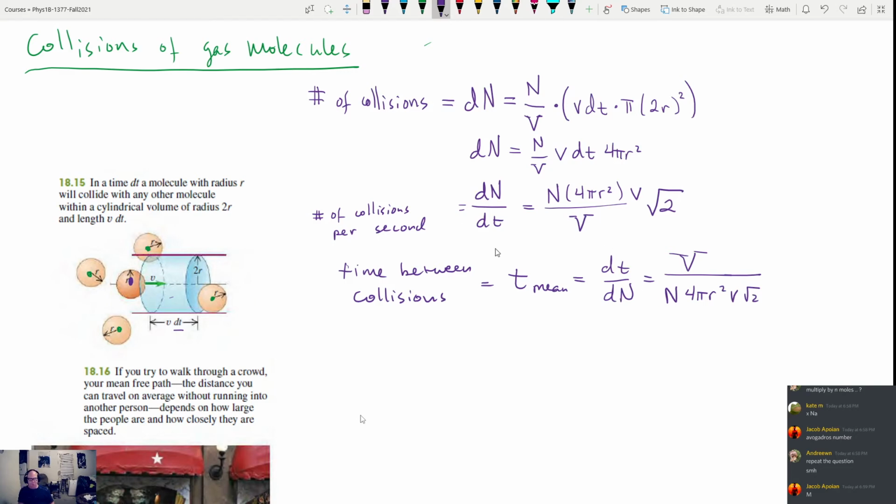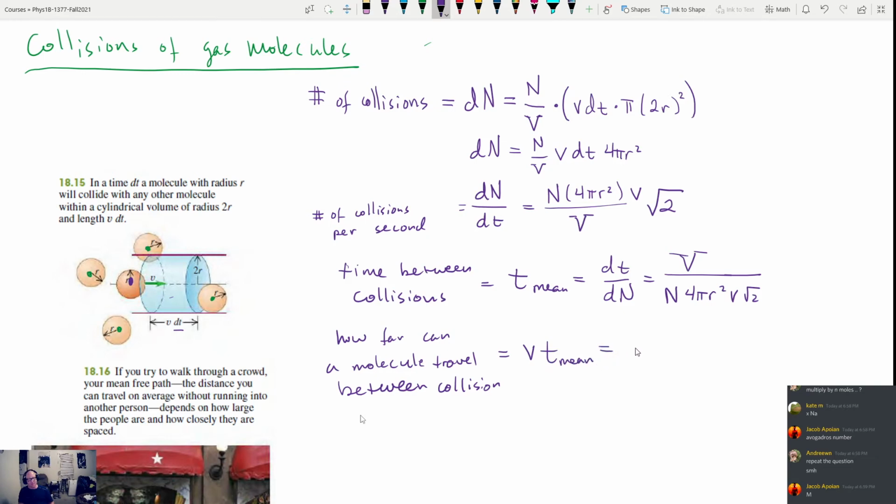And now, the next thing we'd like to figure out is how far the molecules can travel before they collide with each other. So how far can a molecule travel, on average, between collisions? And for that, all we need to do is say, well, if this is the time, let's say the mean time is 10 seconds between collisions. That means there's a collision occurring every 10 seconds. Then how far can an average gas molecule travel? Well, it would be whatever the velocity of the molecule is, multiplied by the mean time.